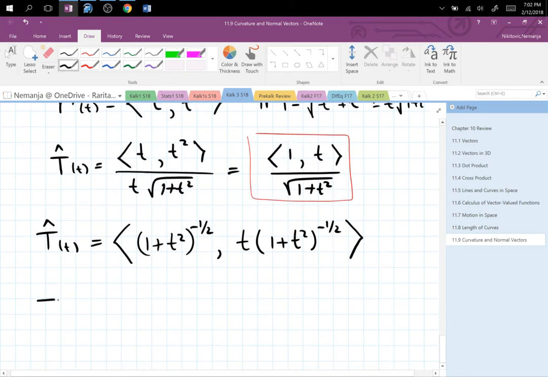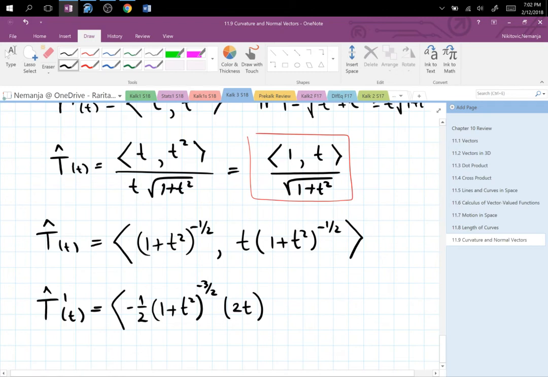So let's take a look at the derivative. The first one is the chain rule. Drop down negative 1/2 and then 1 plus t squared, and it's going to be to the negative 3/2, because minus 1, times the derivative of the inside, which is 2t. So this would be the derivative of the first, and we can quickly see that the half cancels with the 2. So that's that part.